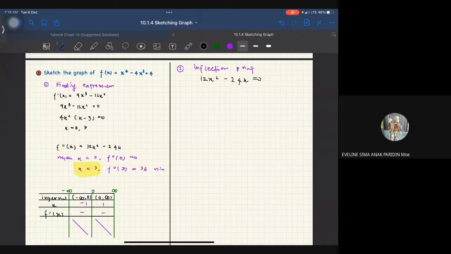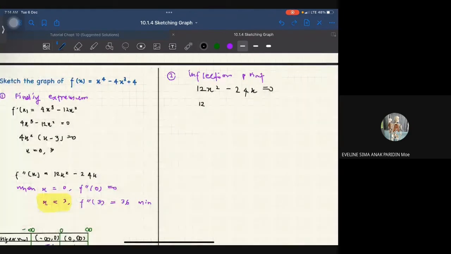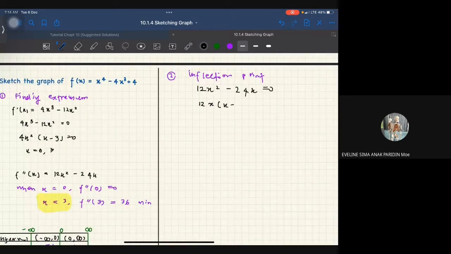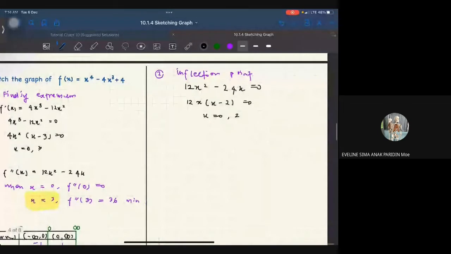Okay, alright, so kita sambung. So saya akan bawa keluar 12x, and then dalam bracket tinggal x tolak 2 sama dengan 0. Betul ke? Sikit saya check. Okay, betul. Right, so daripada sini saya akan dapat two values. So x equals to 0 dengan x equals to 2. Settle.